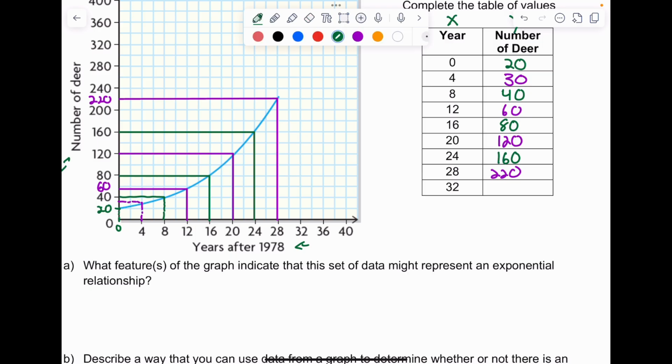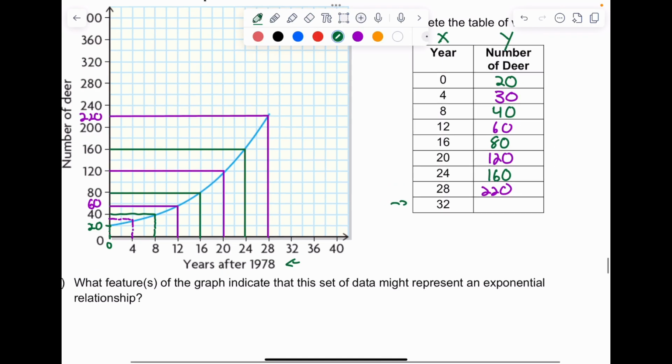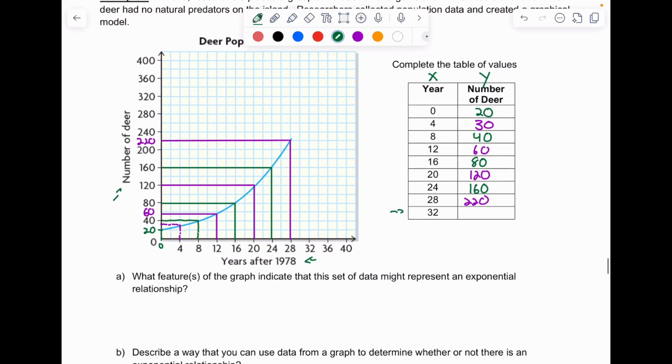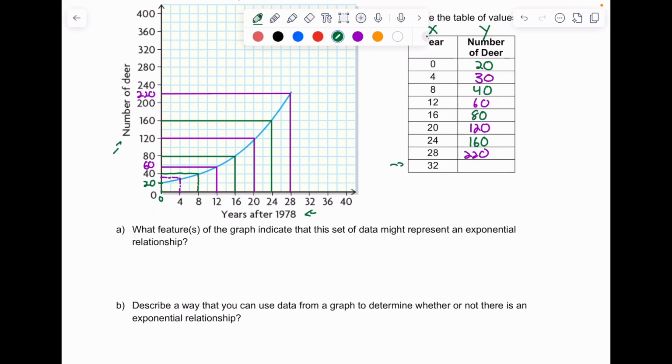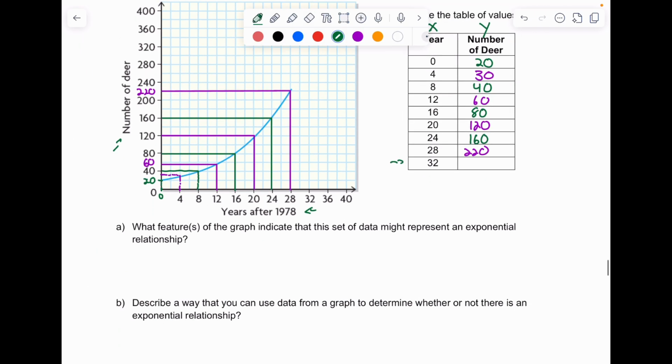Okay, so let's just pause there for a second. We've almost filled in the table. We'll get back to it in a second because I know where we're going with that. So let's answer question A. What features of the graph indicate that this set of data might represent an exponential relationship?